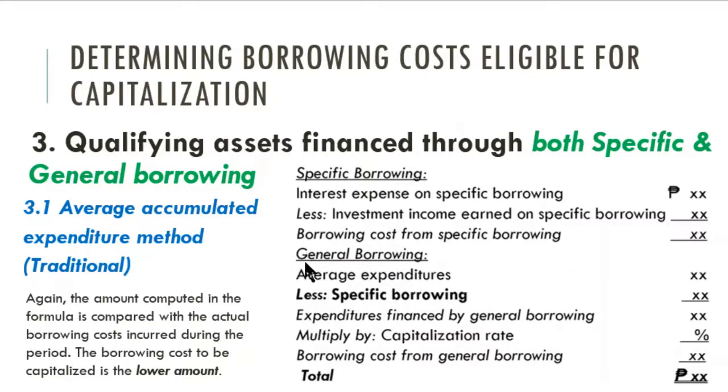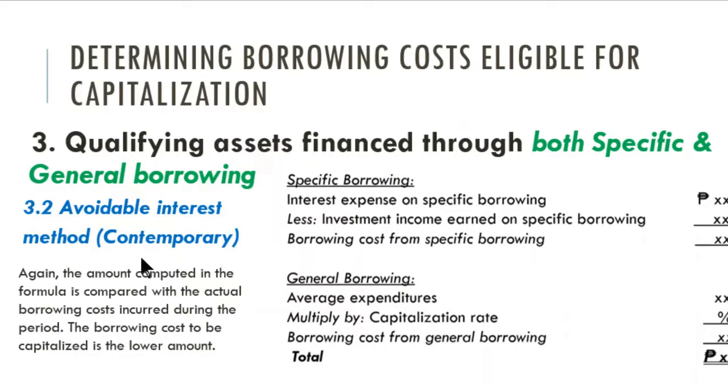Then we're going to compute for the general borrowing. So average expenditure less specific borrowing, and then expenditures financed by general borrowing multiplied by the capitalization rate, and you'll get the borrowing cost from the general borrowing. Then you add the two, and you will get the total borrowing cost. So again, the amount computed in the formula is compared with the actual borrowing cost incurred during the period. The borrowing cost to be capitalized is the lower amount. If we're using the contemporary method, same rule, lower amount ang gamiton.